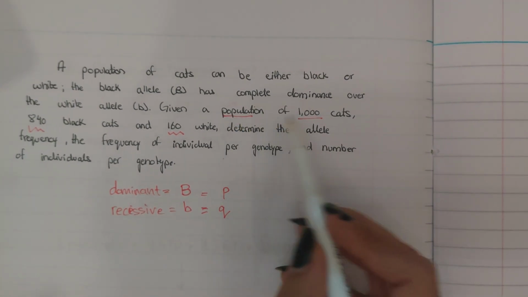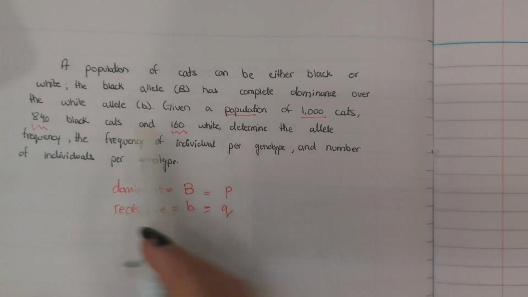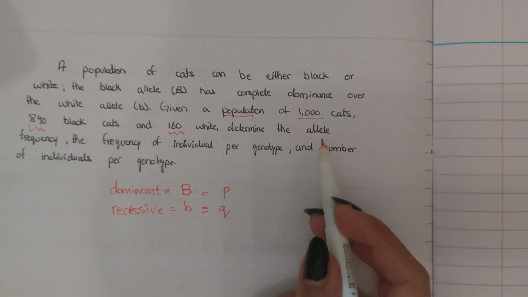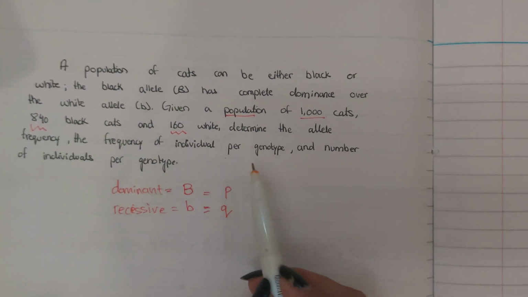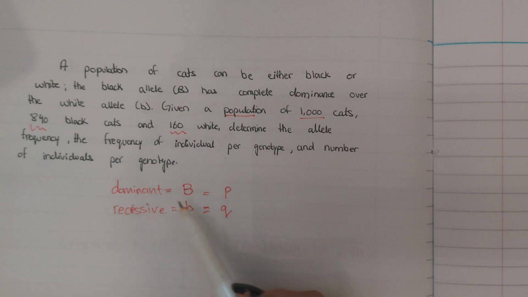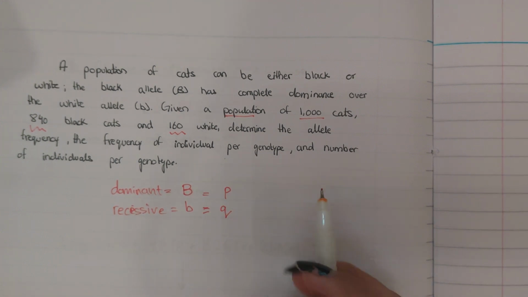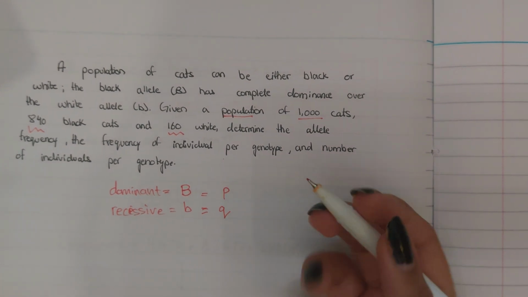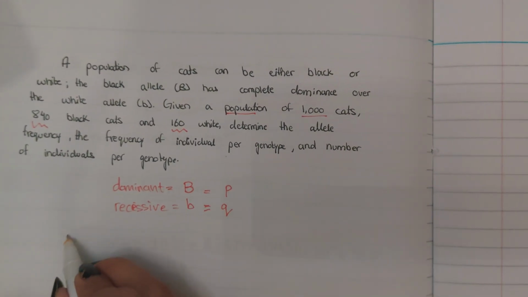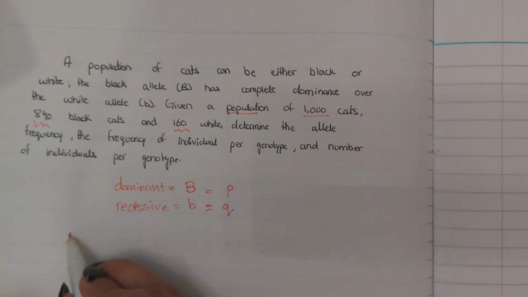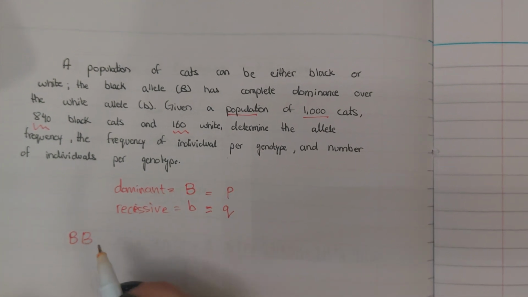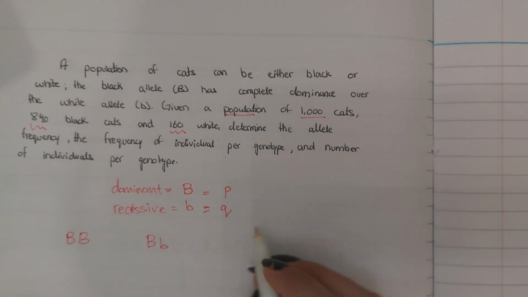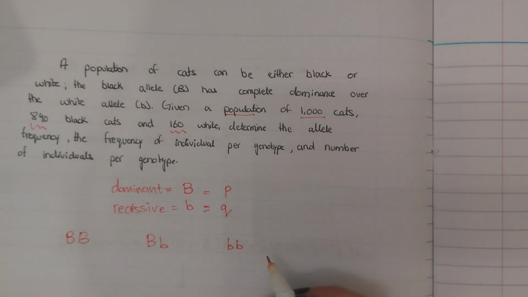So we have a population of 1000 cats, which consists of 840 black cats and 160 white cats. And we have to determine the allele frequency, the frequency of individuals per genotype, and the number of individuals per genotype. As we know, there are three different genotypes for such questions, according to Hardy-Weinberg: we have the homozygous dominant, the heterozygous dominant, and the homozygous recessive.